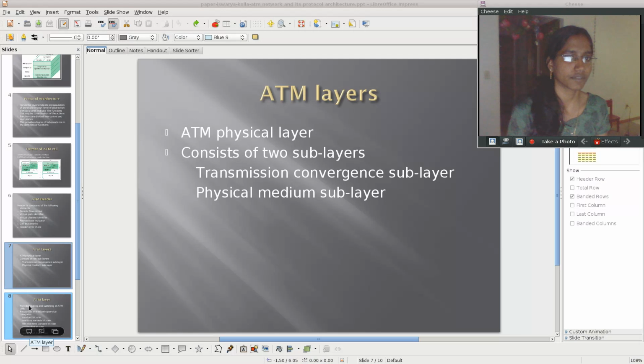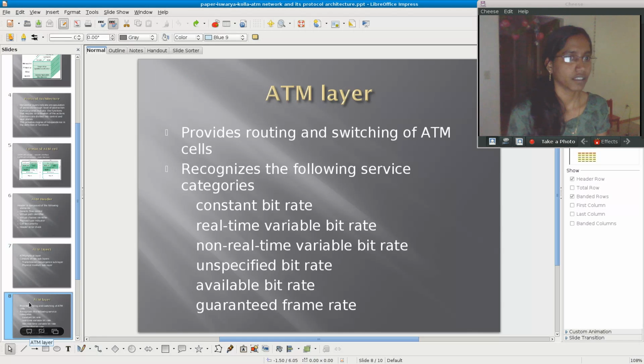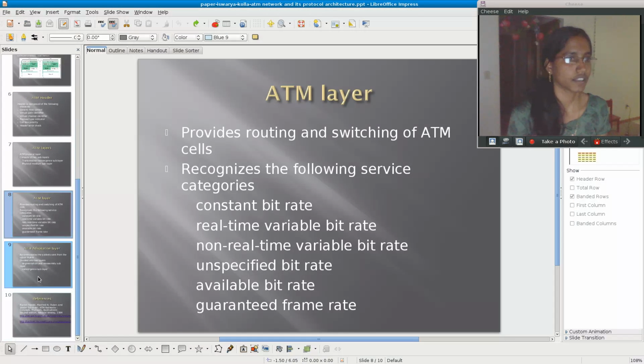This ATM layer recognizes the following service categories: constant bit rate, in which a constant data rate is allocated and is available for the duration of the connection. Real-time variable bit rate: there are some commitments about the data rate to be made available. The delay and variation in delay are tightly controlled in real-time variable bit rate.